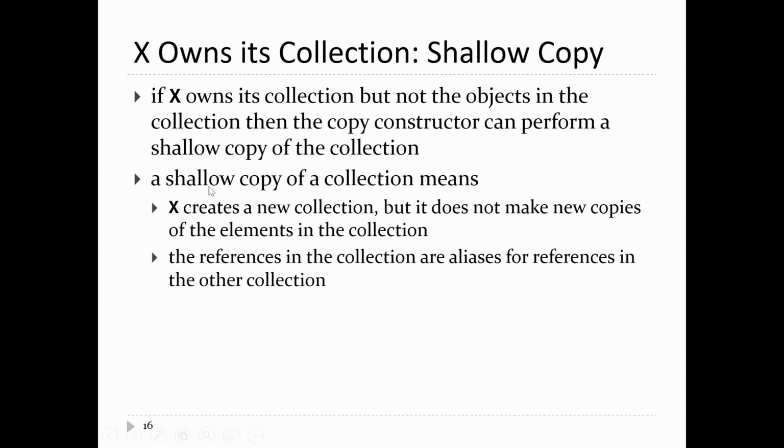So that's what's called a shallow copy. A shallow copy of a collection means you make a new collection. In this case, we're going to make a new list, but it does not make new copies of the elements in the collection. So what does that mean? It means that the stuff inside the collection are just aliases for references in some other collection.